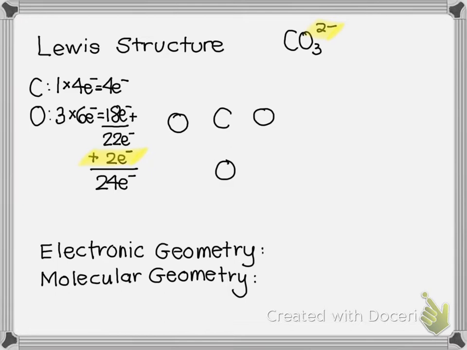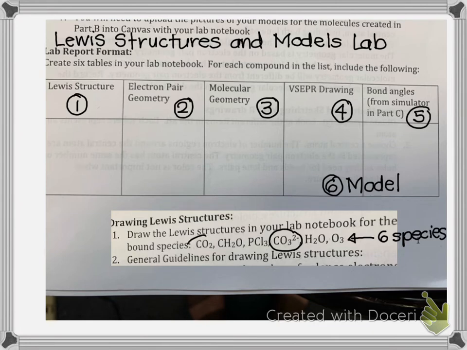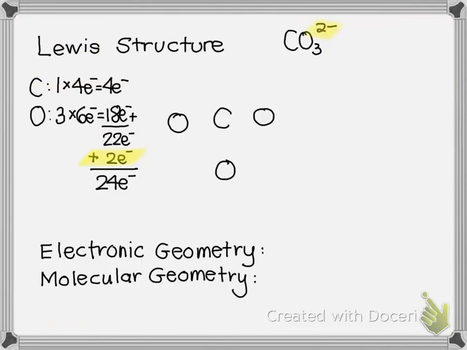Now, the other species that we have here, if you look at all of the other ones, none of the rest of them have a charge, so you won't add anything extra when you're counting the valence electrons.